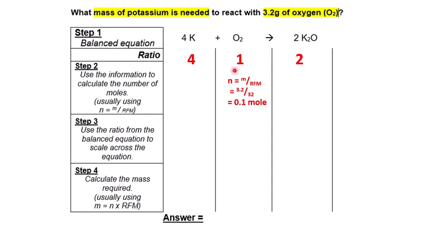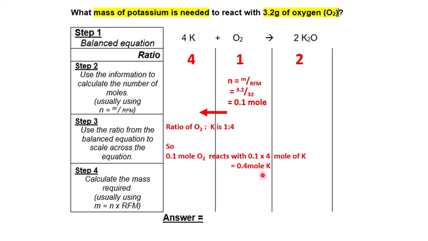Now this time, because we're going from 1 mole of this to 4 moles of this, we'd go from 0.1 up to 0.4. So we'll scale across there, 1 to 4 ratio. So for every 0.1 mole of O2, it'll be 0.1 times 4 mole of potassium, 0.4 mole of K. And then to finish off the calculation, 1 mole of K is 39, so potassium by itself weighs 39, and then that means 0.4 mole is going to be 0.4 times 39, 15.6.